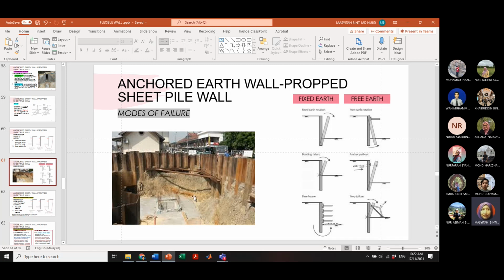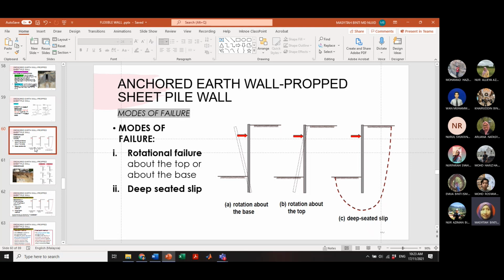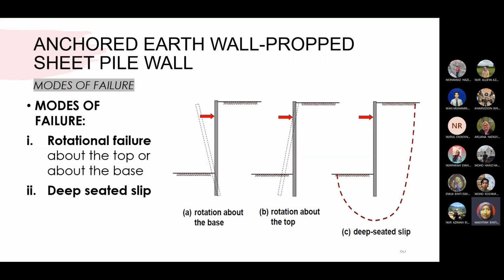Okay, for anchored walls and propped sheet pile walls, these are the possible failures that can occur when we have a retaining wall and then add an additional structure such as a steel bar here. So they can have a rotation about the base, as you can see here, and also rotation about the top, and then a deep seated slip.